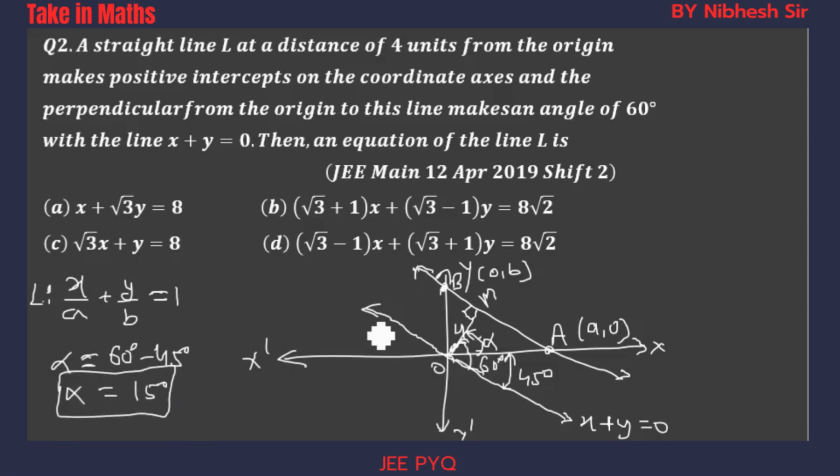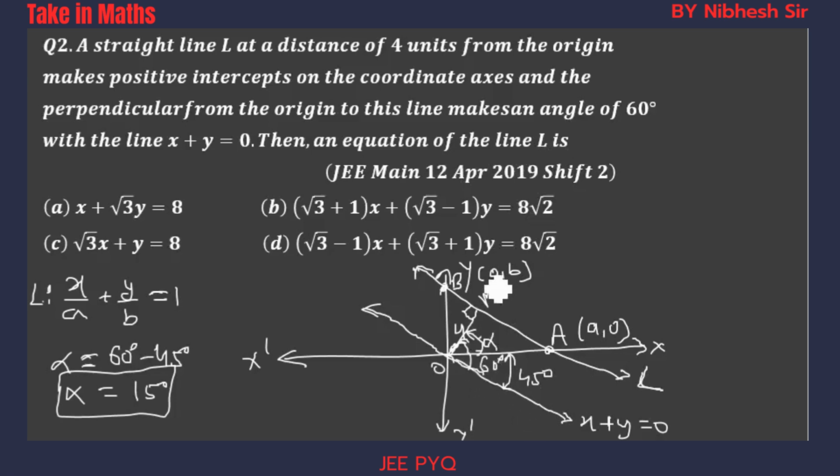And the perpendicular distance we have been given is 4 units. The intercepts are x by A plus y by B, positive intercepts. The perpendicular from the origin to this line makes an angle of 60 degree with the line x plus y equal to 0. Then we have to find the equation of this line L.